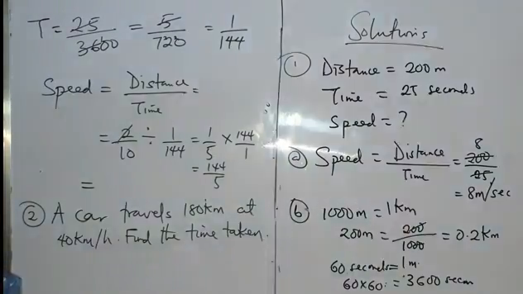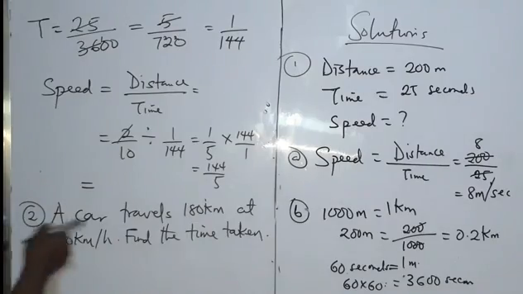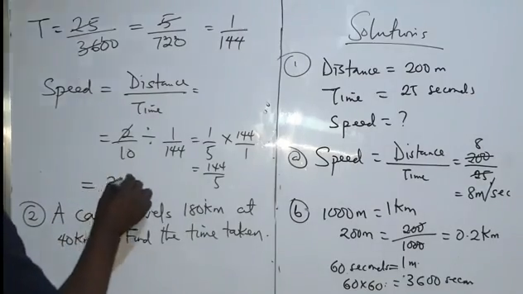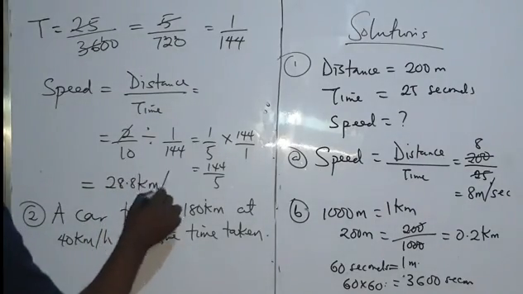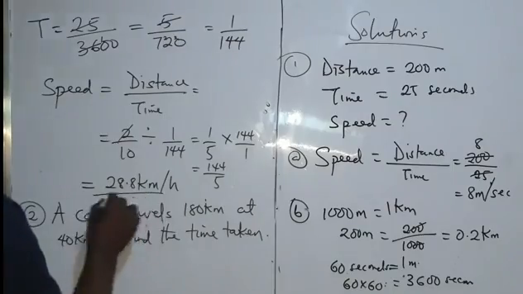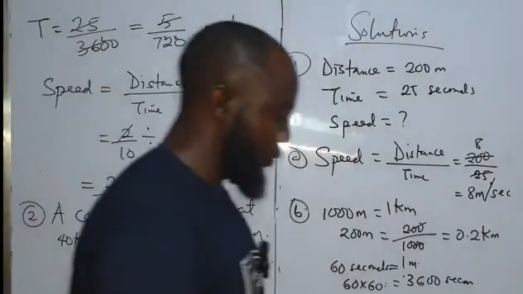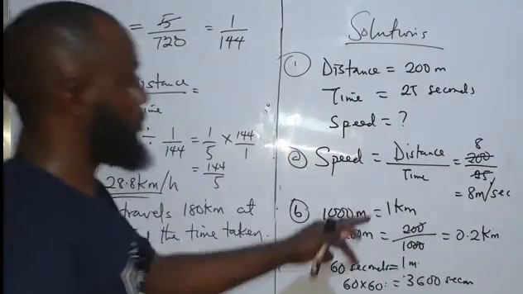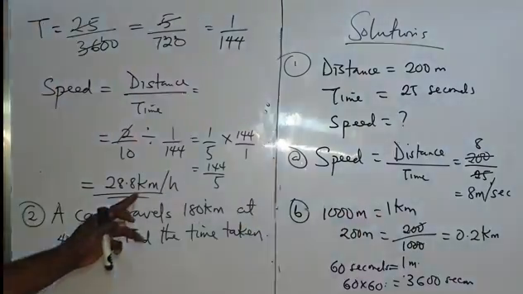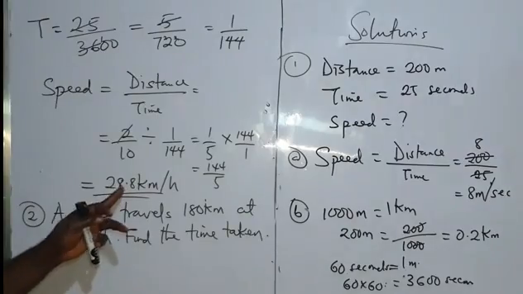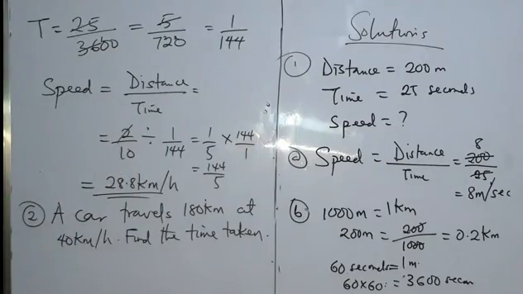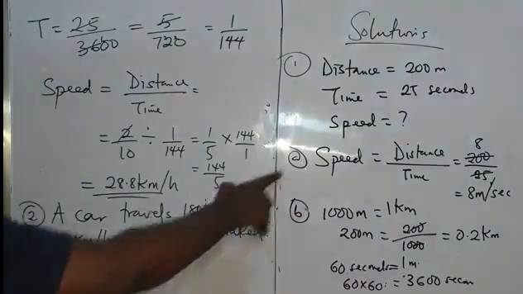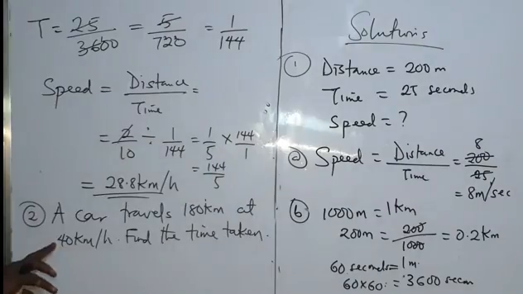144 divided by 5 gives us 28.8. It's 28.8 kilometers per hour. So which means the man who travels 8 meters per second will travel 28.8 kilometers per 1 hour. I hope this is very clear to you. So that is how to do that. Then we move to the second example.